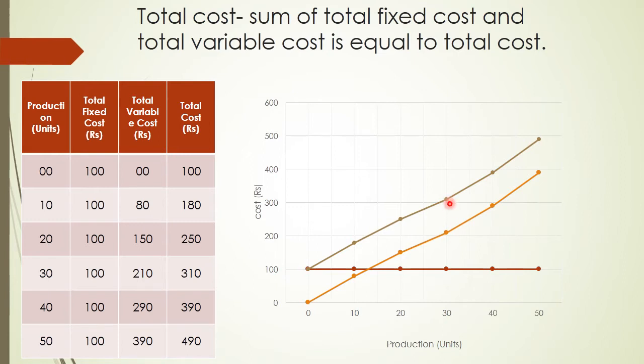It means if you produce 0 units, then your total cost is 100. If you produce 10 units, then your total cost is 180. If you produce 20 units, then your total cost is 250. Here you can see this. Then if you produce 30 units, then your total cost is 310. If you produce 40 units, then your total cost is 390. If you produce 50 units, then it is 490.